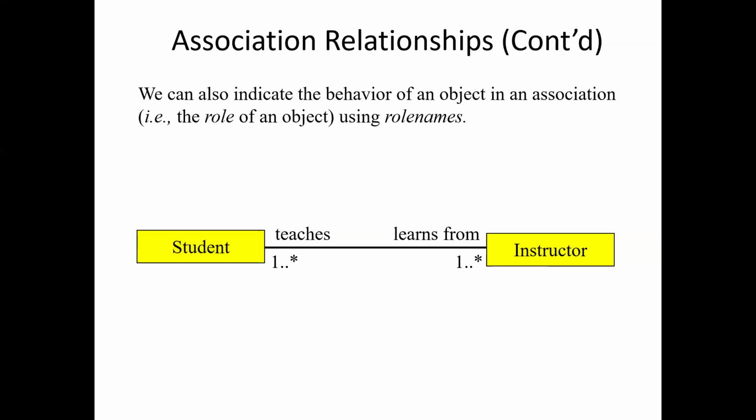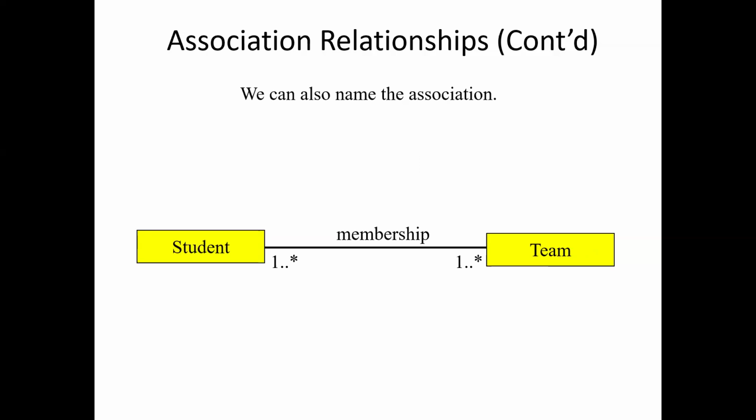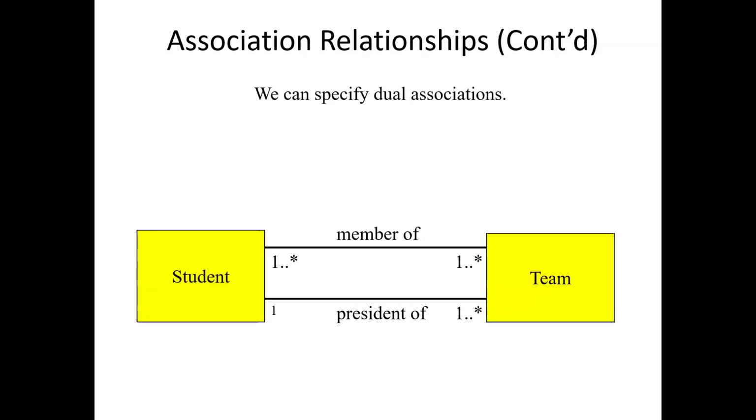We can also indicate the behavior of an object in an association using role names. Teachers learn from. Association relationship, we can also name associations: student, membership, team. Association relationship, we can also have dual associations: student one, member of team, whereas member president of student.